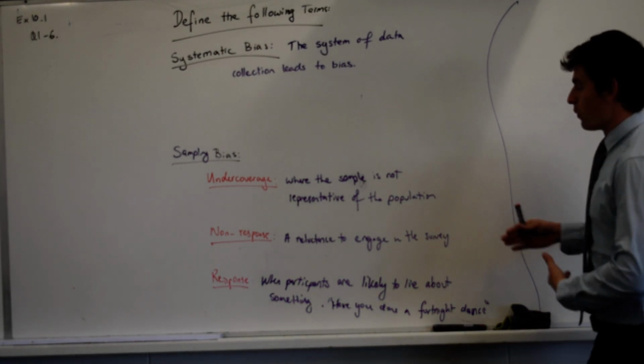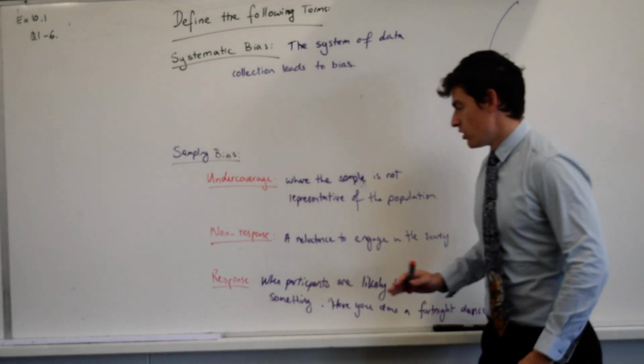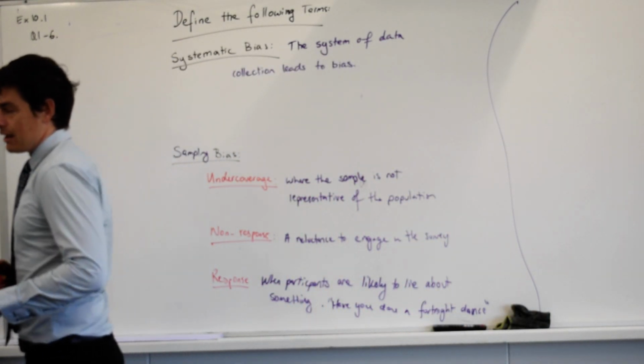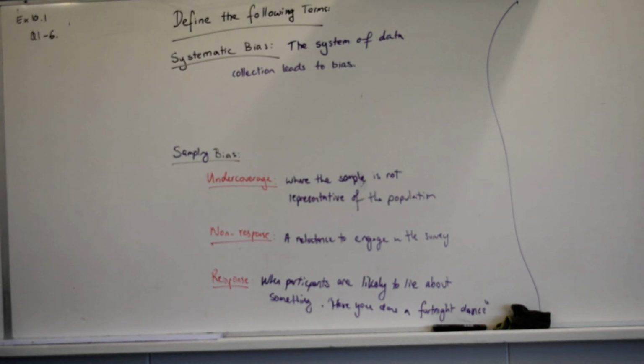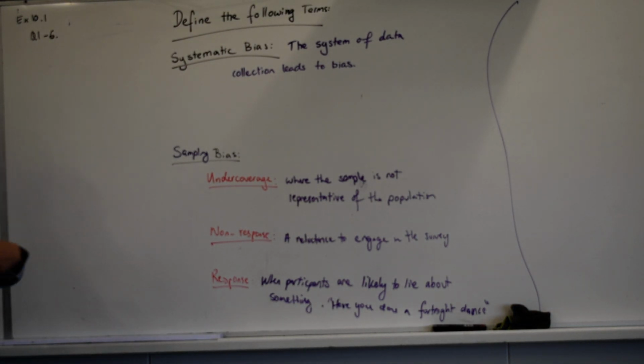Now, the final one. So we understand, I feel we're understanding undercoverage and non-response. The final one is response. And that's when you're asking people about something that they're likely to lie about. So, have you committed a crime?